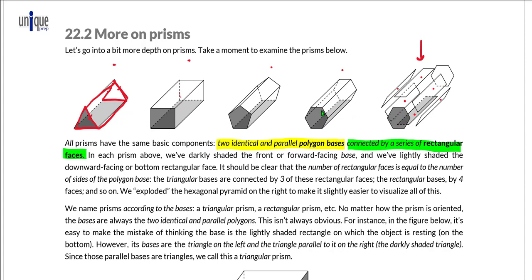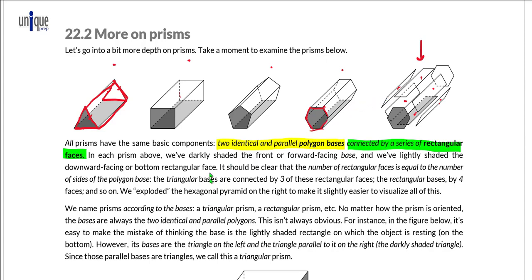And of course, the number of rectangular faces is equal to the number of sides of the polygon. In the triangular prism, triangles have 3 sides, so we need 3 rectangular faces to connect the triangular bases on the front and the back. With the, let's say, hexagonal prism we just saw, hexagons have 6 sides, and therefore we need, again, the 1, 2, 3, 4, 5, 6 rectangular faces connecting the hexagon bases.